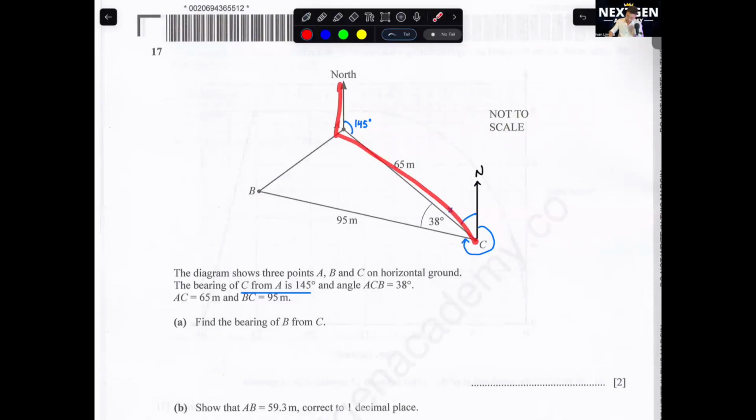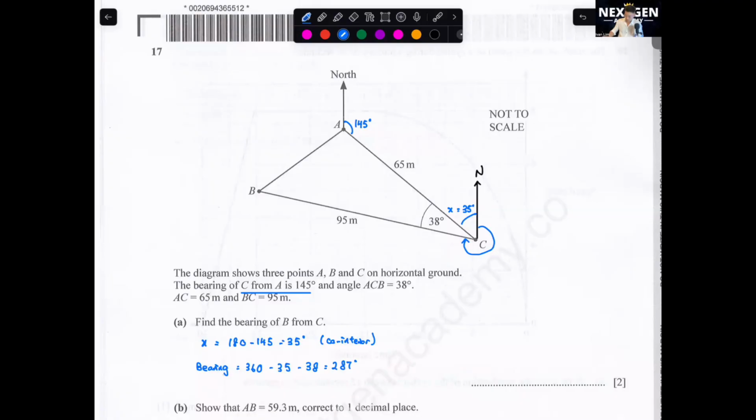For angle X, we are going to use supplementary angle or co-interior angles. So angle X is equal to 180 minus 145, which is equal to 35 degrees. This one we will use co-interior angles. Right here, 35 degrees. And the bearing will be equal to 360 minus 35 minus 38. We will get 287 degrees.